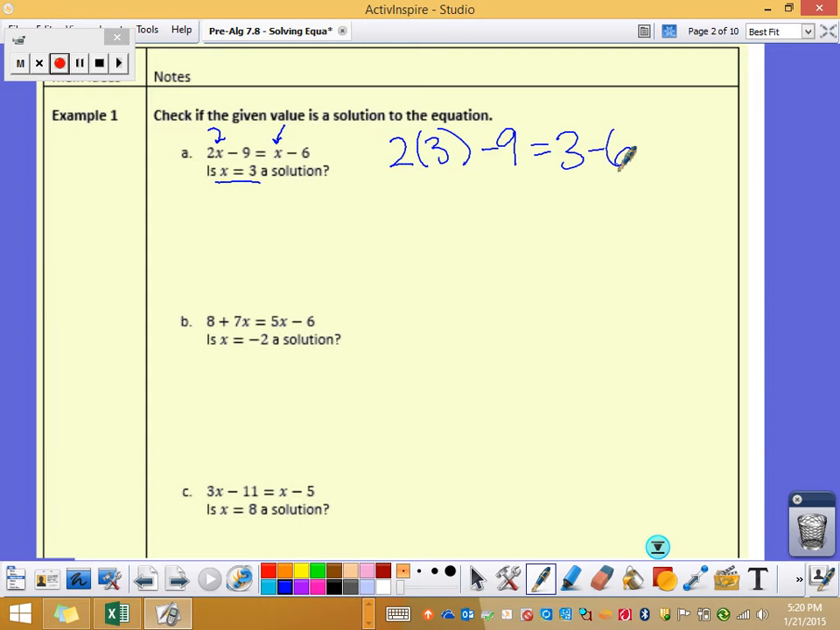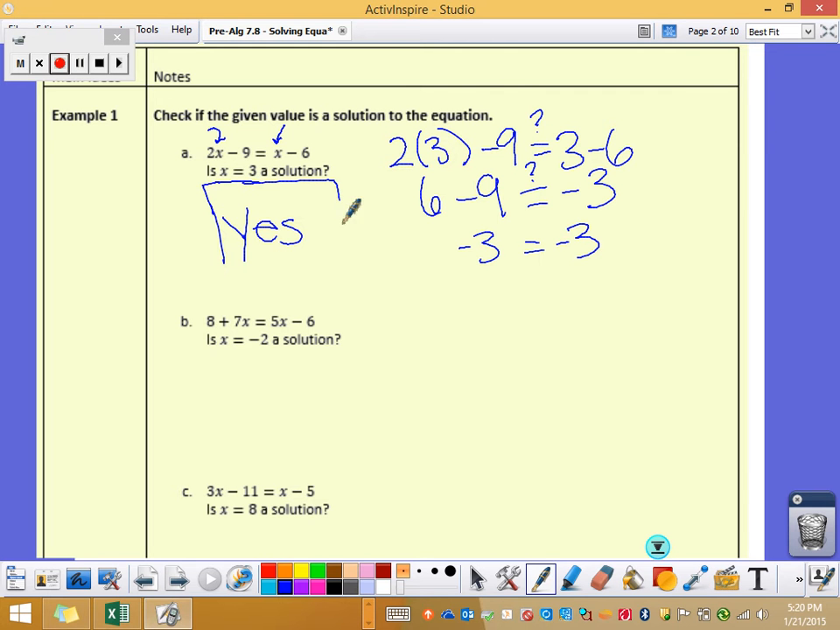And now I keep simplifying. 2 times 3 is 6, minus 9 equals, and 3 minus 6 is a negative 3. Forgot my little question mark. We're not sure if that's true yet. 6 minus 9 is negative 3. Does negative 3 equal negative 3? Yes, it does. So then we would answer, yes, this is a solution. X equals 3 is a solution to that equation.